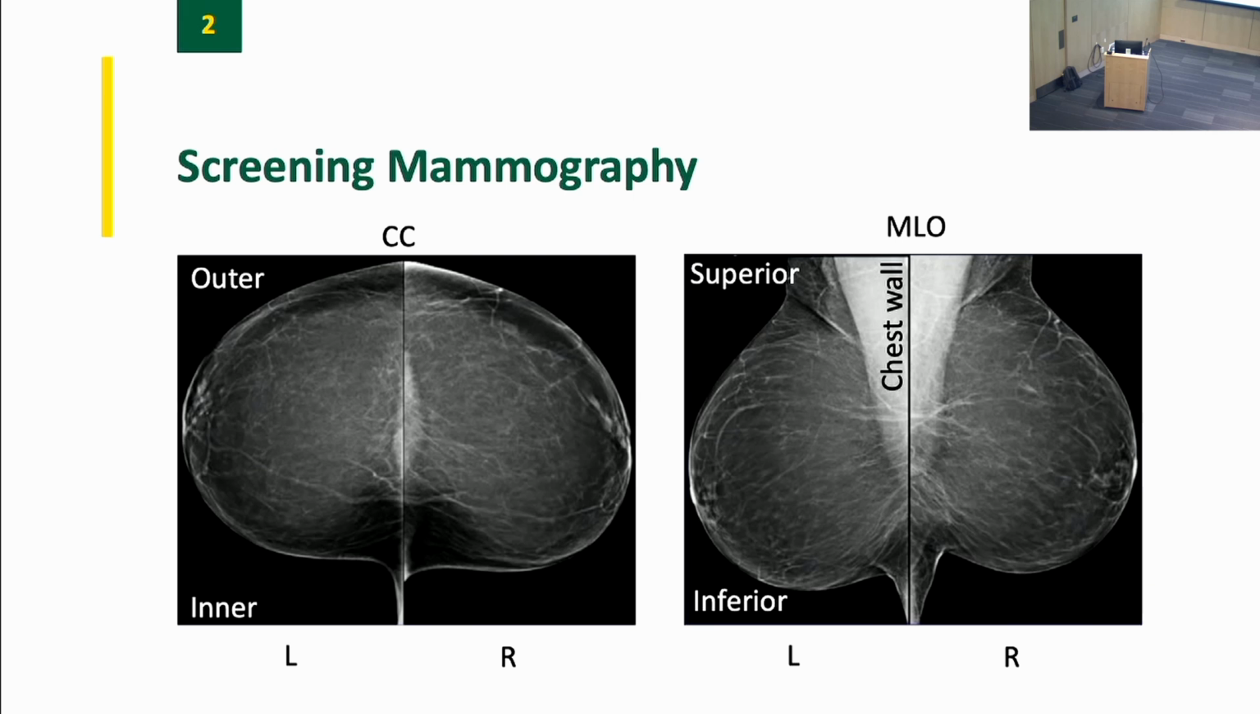This is a little bit easier to visualize. So that white triangle, that's the chest wall. That's the pectoralis muscle. So the top of the image is the top of the patient. Bottom of the image is the bottom of the patient. This little band of tissue here is called the inframammary fold. So that's down here. Okay? So that's orientation. Questions?